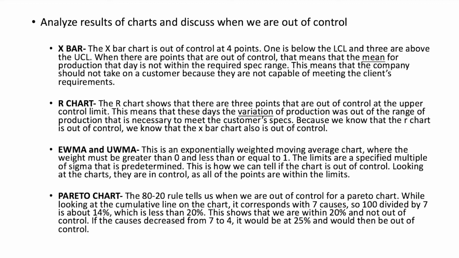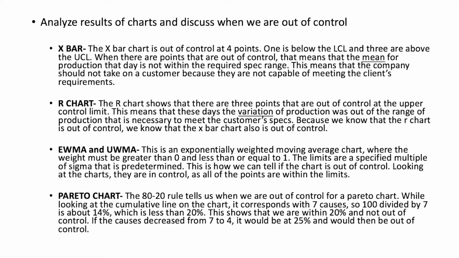These days, the variation of production is out of the range that the production needs to be in order to meet customer specs. The R chart shows that there are 4 points that are out of control. 2 are below the lower control limit and 2 are above the upper control limit. This means that these days, the variation of production was out of the range of production that is necessary to meet the requirements. Because we know that the R chart is out of control, we know that the X-bar chart will also be out of control.